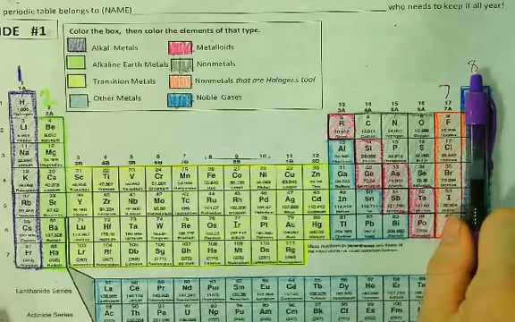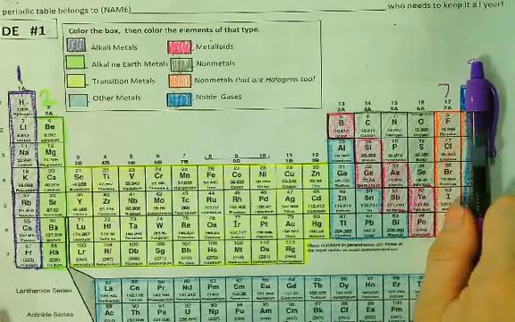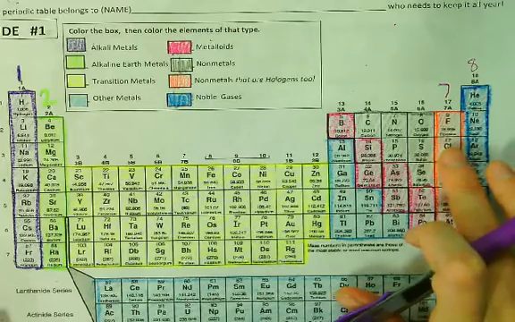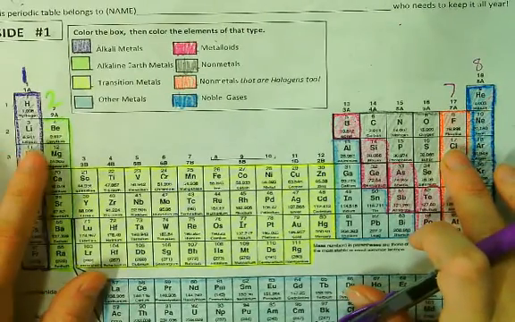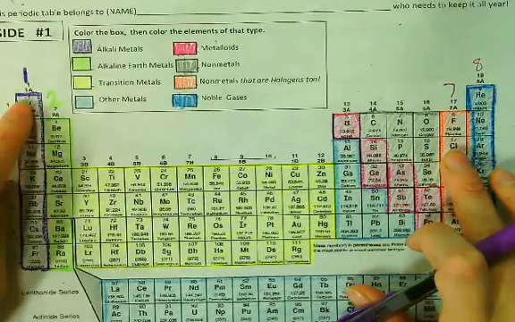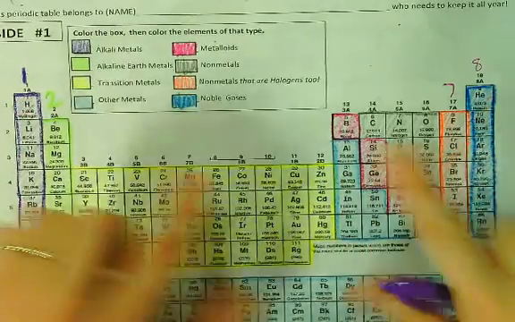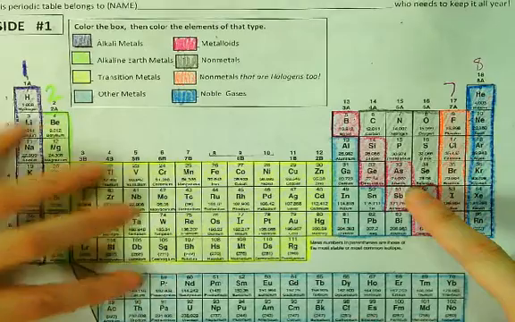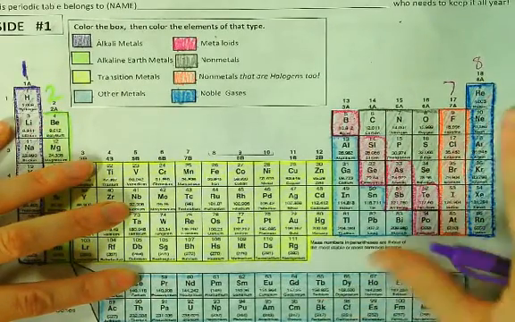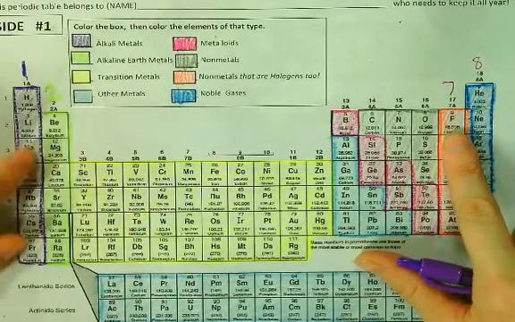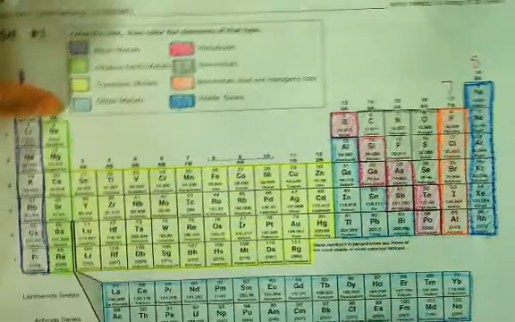So, this is our unreactive nonmetals. These are our most reactive nonmetals, and then over on the opposite side of the periodic table would be our most reactive metals. Okay? Metalloids in the middle, all of these are metals, all of these are nonmetals. Unreactive, most reactive, most reactive.